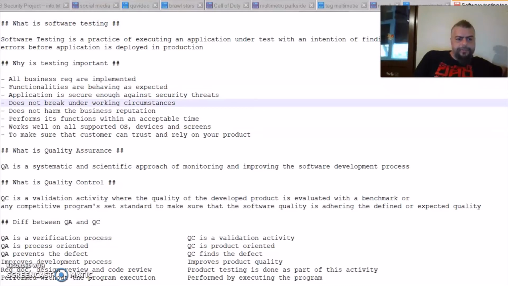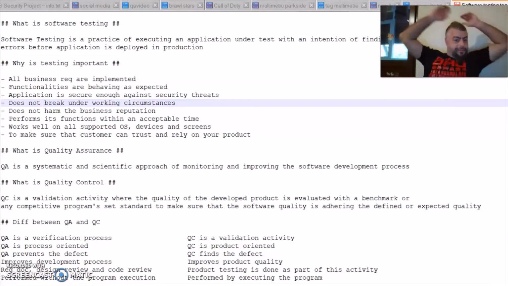So, the fourth point here would be: does not break under working circumstances, does not harm the business reputation, performs its function within an acceptable time, works well on all supported platforms, devices, and screens, right? To make sure that the customer can trust and rely on your product, I think this is the most important bullet point in this list that you're seeing here.